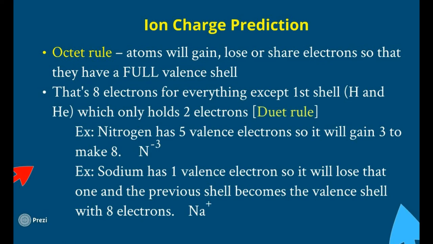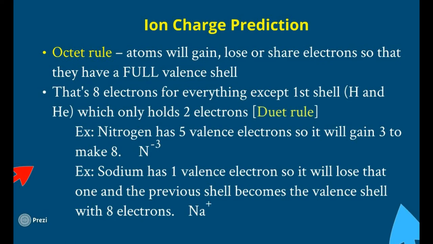However, which is the only group that is not going to give up electrons or do anything else? There's only one group that does not want to bond. The noble gases. They're going to have a charge of zero. That's why they don't bond.